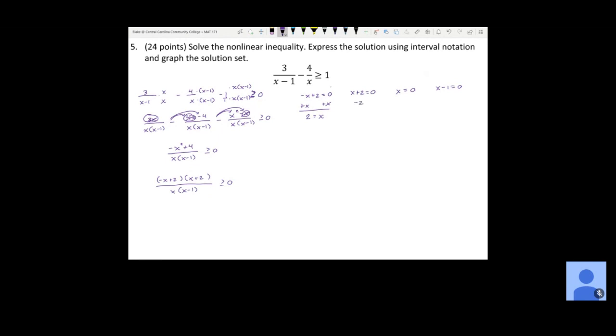You can subtract the 2 and get negative 2. Good. And then x equals 0 is already solved, right? Nothing we can do there. And then the last factor is going to give us what? Positive 1. Good.